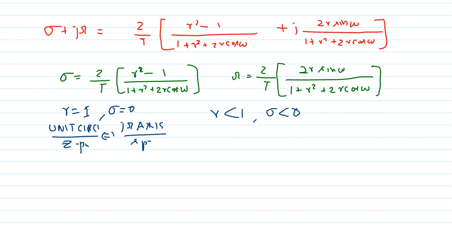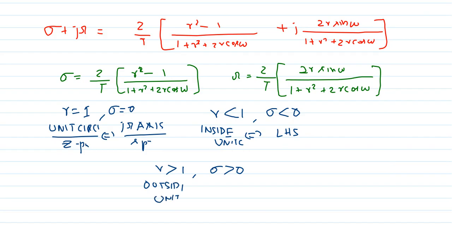What it means? Any pole inside the unit circle is mapped onto the left half of the s plane, when sigma is less than 0. Third condition, when r is greater than 1, obviously sigma is greater than 0. So the outside of the unit circle is mapped onto the right half of the s plane. So all three conditions are met, hence this transformation is correct.